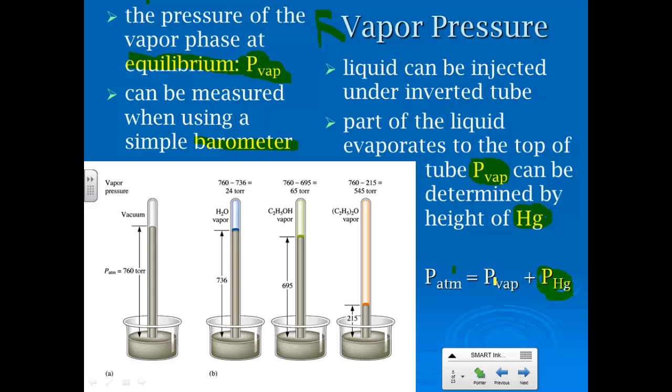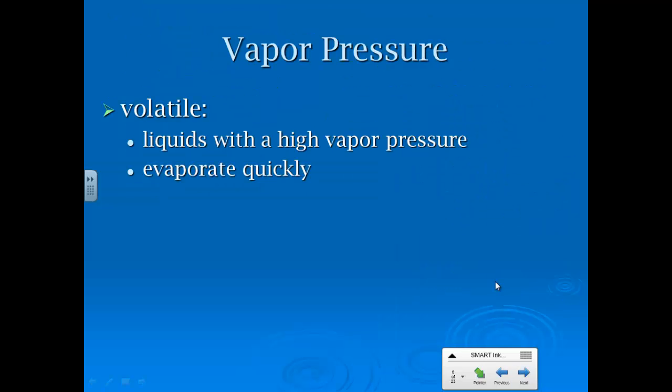This is just showing you some of the differences. Instead of using water vapor as our standard here, we've got mercury. For example, this is just showing you water. Here we've got an alcohol, and then we've got one other compound over here. It's showing you the difference between the vapor pressure as you go through these different substances.